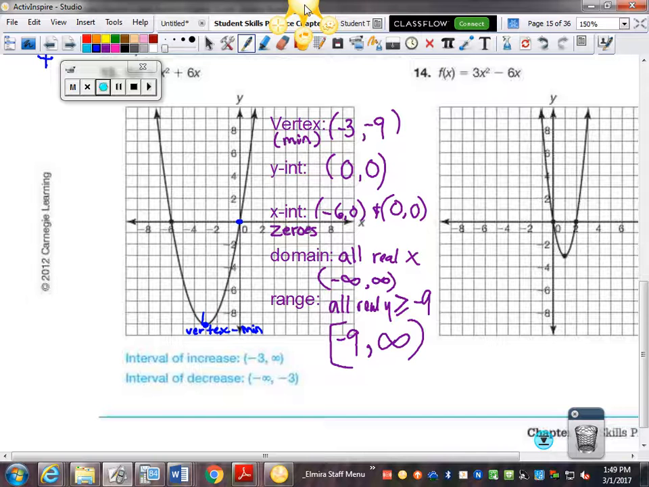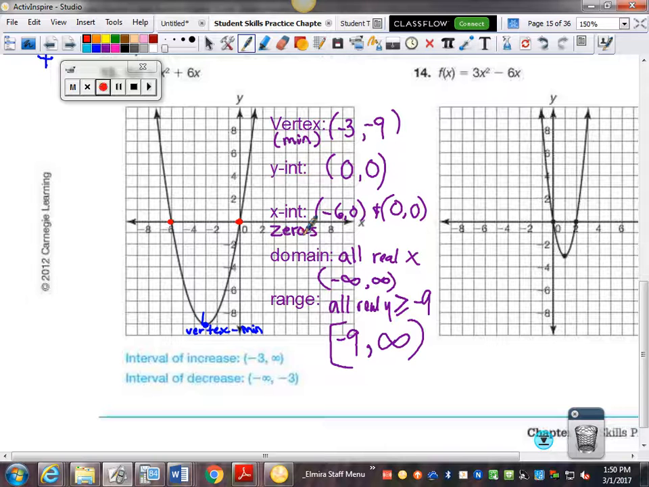X-intercepts. A parabola can cross the x-axis twice, once, or not at all. In this particular picture, it crosses twice. I get one here at the y-intercept, which is a coincidence that the y-intercept and the x-intercept are the same point, and over here at -6, 0 as well. So I put those also. The word zeros is a synonym for x-intercepts. So please know that vocabulary word, know that those words are interchangeable.